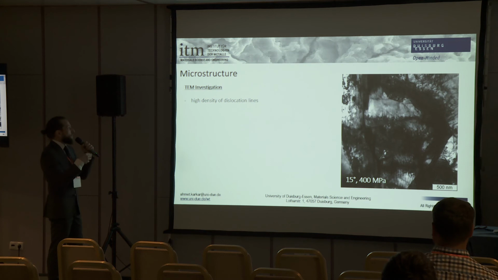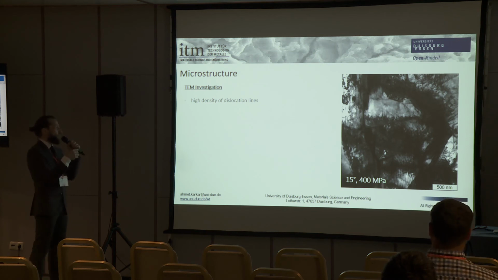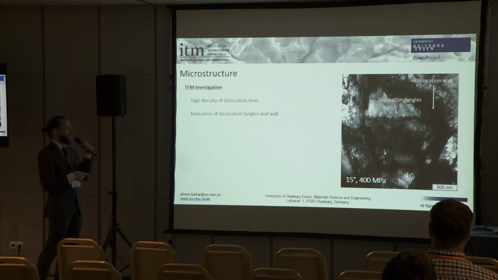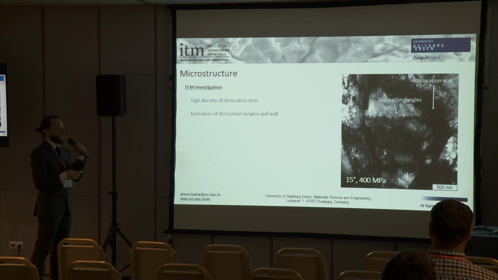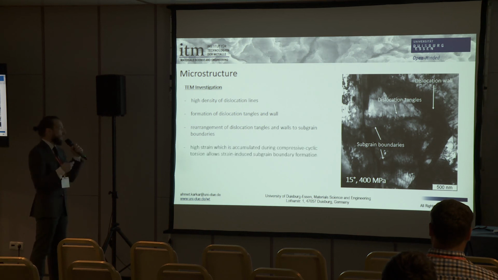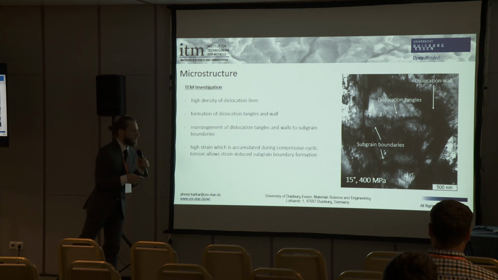And when we go further and look at TEM investigations, we can clearly see here a high density of dislocation lines contributing to formation of dislocation tangles and walls. These rearrange themselves into subgrain boundaries, and it seems that high strain, which is accumulated during compressive cyclic torsion, allows strain-induced subgrain boundary formation.